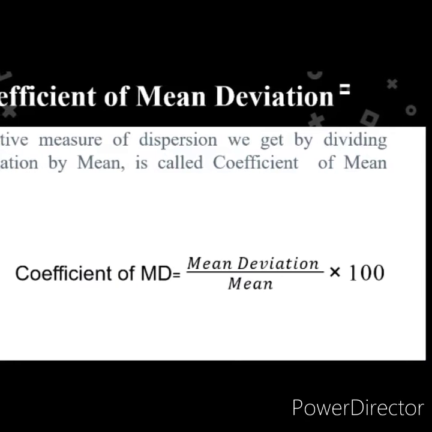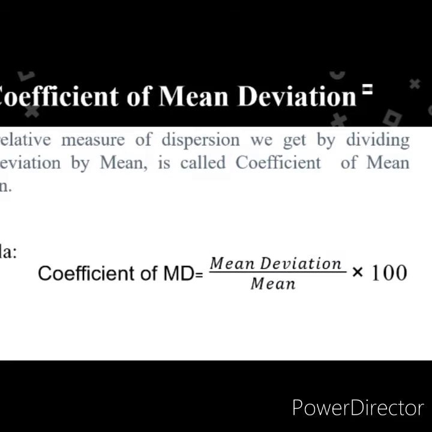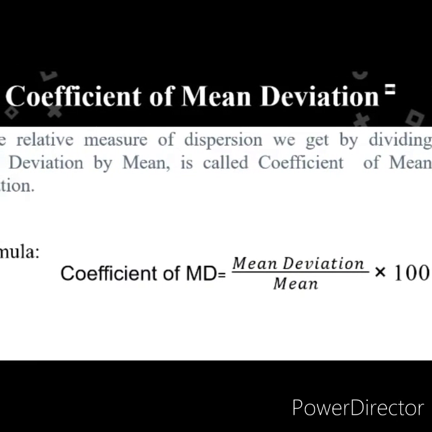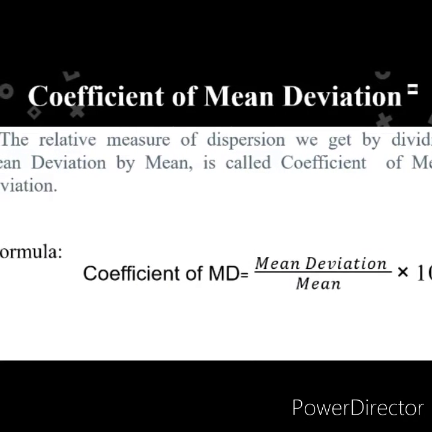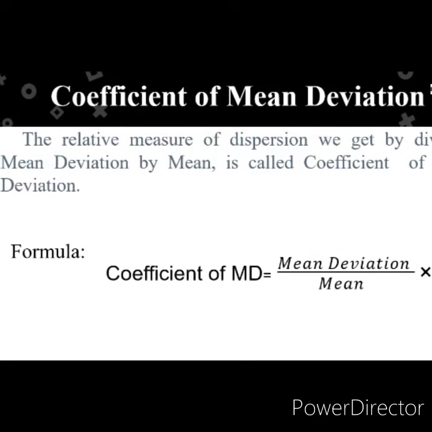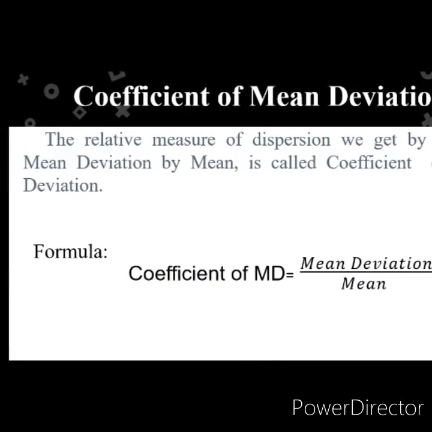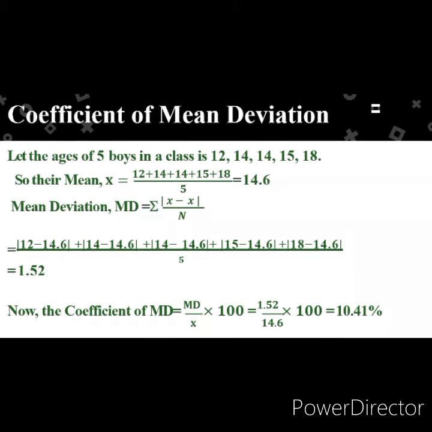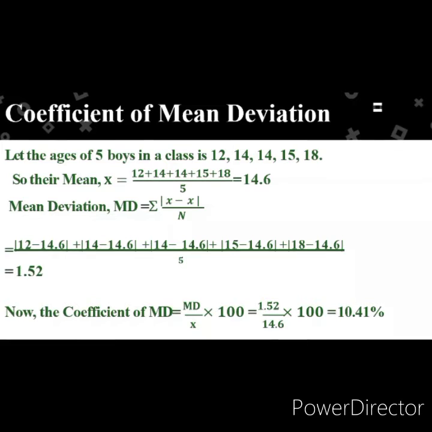So the third part of relative dispersion, we have the coefficient of mean deviation. So what is coefficient of mean deviation? It is the relative measure of dispersion we get by dividing mean deviation by mean. So for its formula, we have the coefficient of mean deviation is equal to mean deviation over mean times 100.